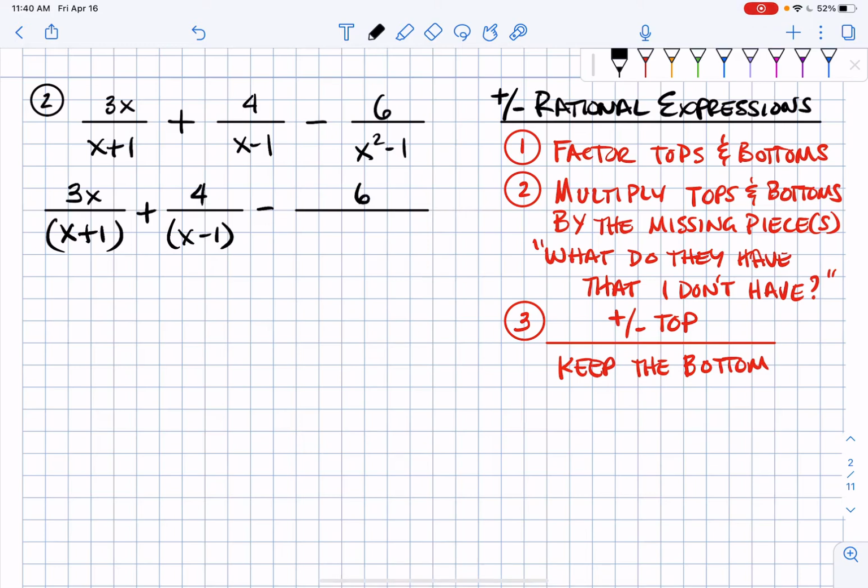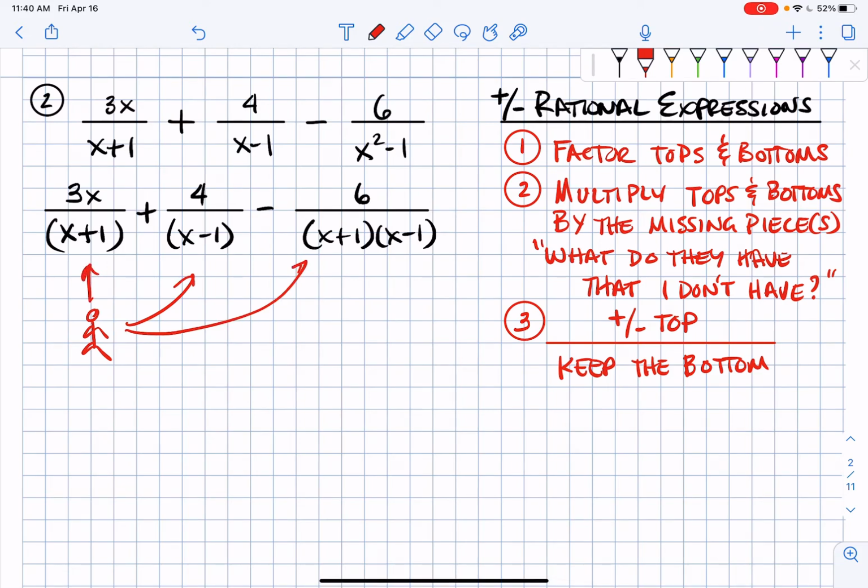6 over x plus 1 times x minus 1, because this is a difference of two squares. Then I tend to ask myself, what did they have that I don't have? You guys remember, right? What did they have that I don't have? This one has an x minus 1 that I don't have, and this also has an x minus 1 that I don't have.